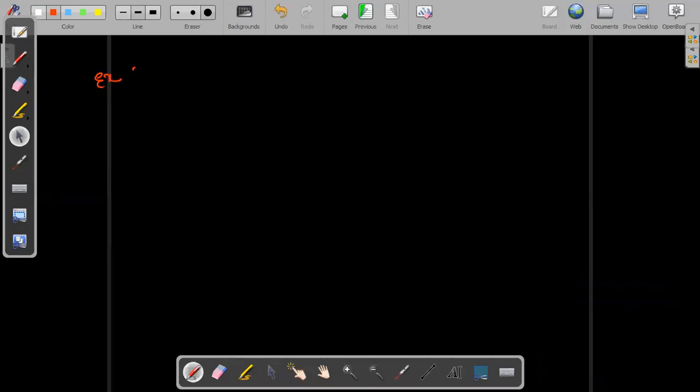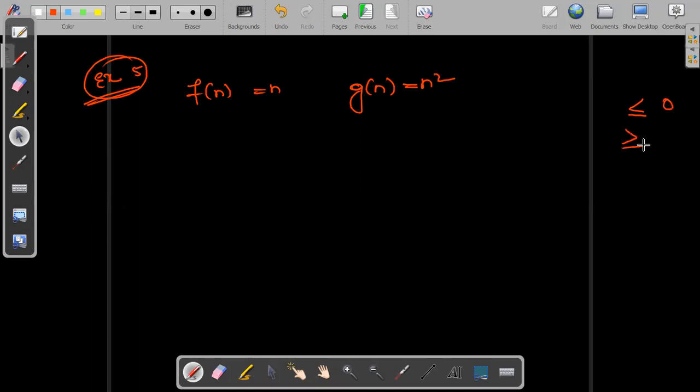Example 5. That's why every day, please learn. Every day, please learn. You will get it. Let's take a function f of n equal to n, and g of n equal to n square. Everybody, one thing you need to understand here: if the right side is greater, what is that? Big O. If the left side is greater, what is that? Omega. If both are equal, that is theta. Learn all these things, be careful. When you are learning algorithms, you have to learn this.